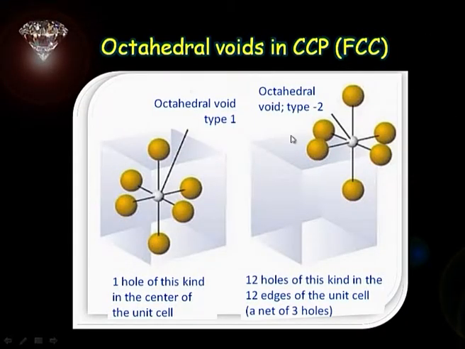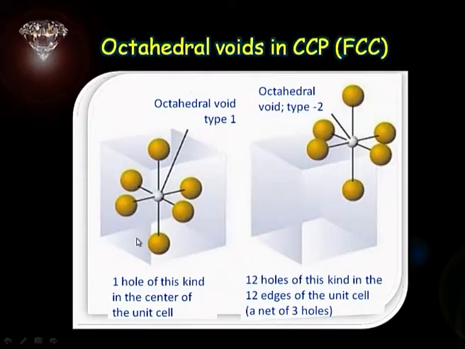So, we find that in our CCP structure, there is an octahedral void of type 1, just one in the center of the cube, and at the edge centers, that is type 2, there are 12 such voids. Another important thing here is that in such a cubical arrangement, each edge is shared by 4 unit cells. Suppose I have one unit cell here, a second one, a third one and a fourth one. So, this edge is shared by 4 unit cells.